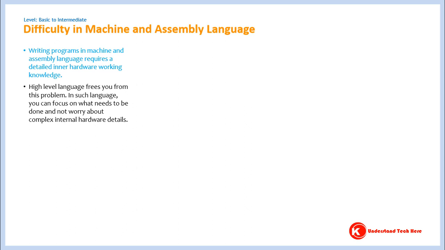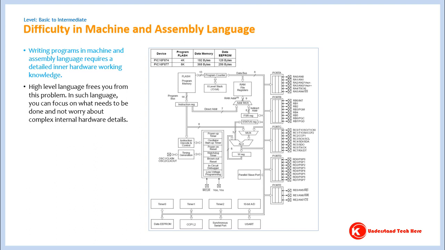Writing programs in machine and assembly language requires detailed hardware knowledge. For example, if you want to write a program for the Microchip PIC 16F873X microcontroller, you need to understand its architecture shown in this diagram. Whoa. Have a look at the diagram carefully. Definitely not the average Joe's cup of tea.